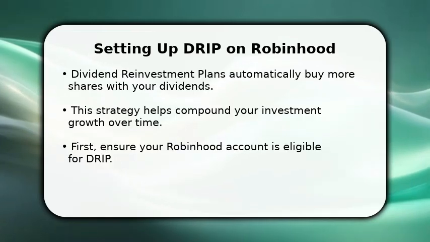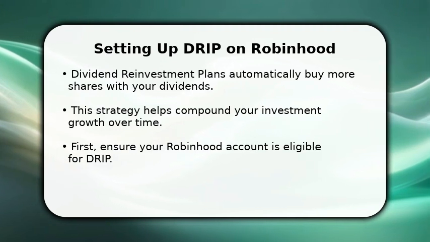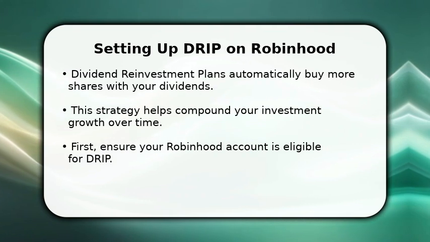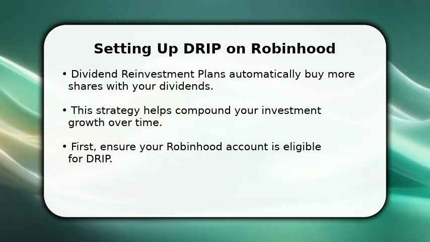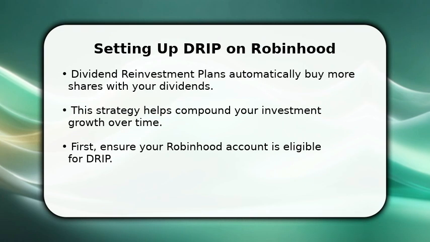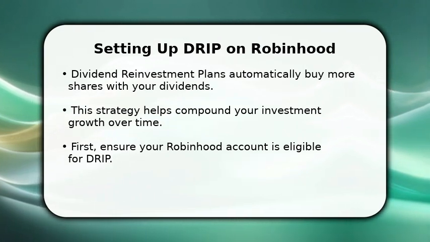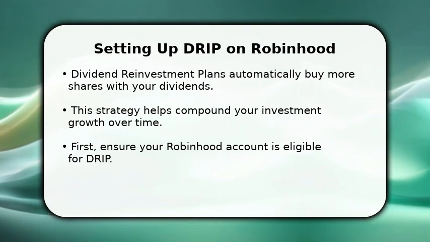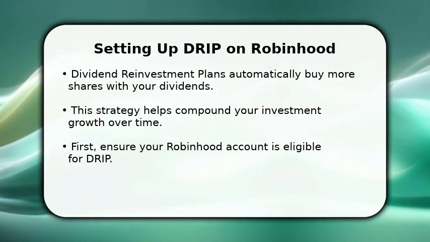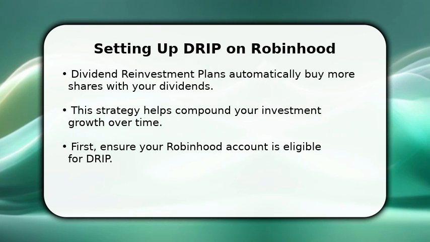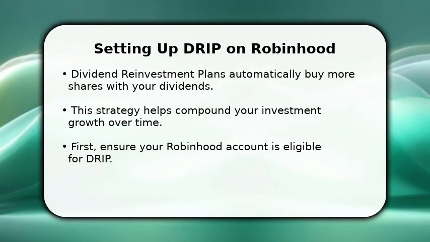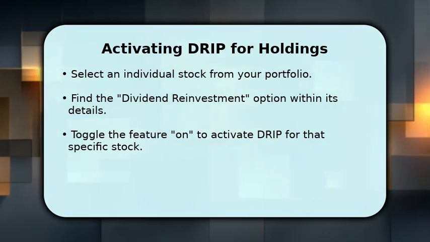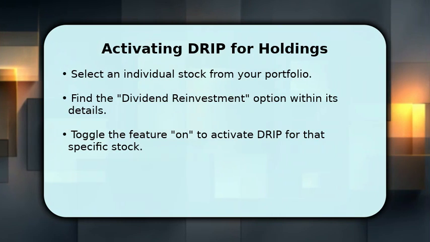In this video, I will explain how to set up dividend reinvestment on Robinhood. To begin, open your Robinhood app and navigate to the Investing tab. Look for the Dividends section, which might be under Account or Settings. Here, you will find the option to enable dividend reinvestment for your eligible holdings. This feature allows your earned dividends to automatically purchase additional shares or fractional shares of the same stock, fostering long-term growth. Once you are in the dividends section, you will see a list of your dividend-paying stocks.